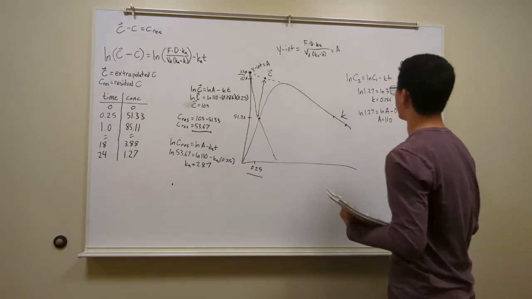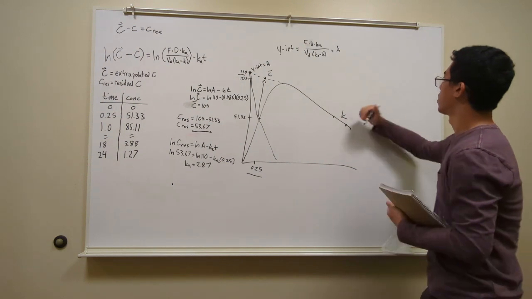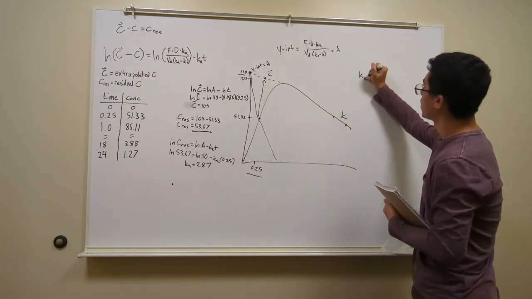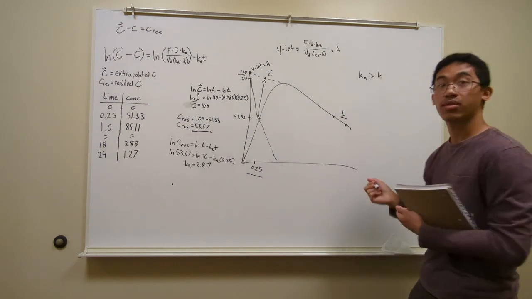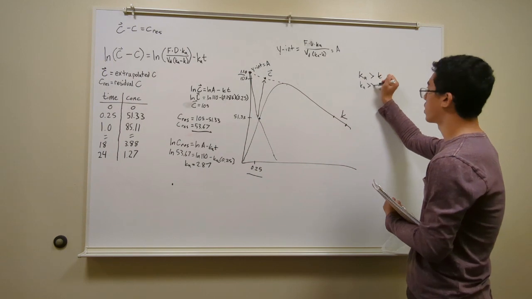I don't have a lot of space. I'm going to erase this. We don't need this anymore. So the question is, can you assume that Ka is greater than K? And the answer is yes, you can. In fact, you can assume that Ka is much greater than K.